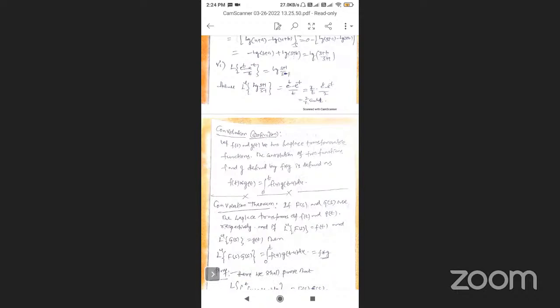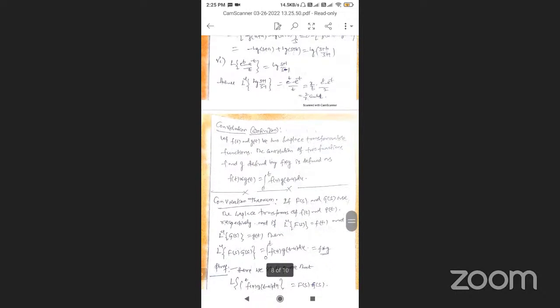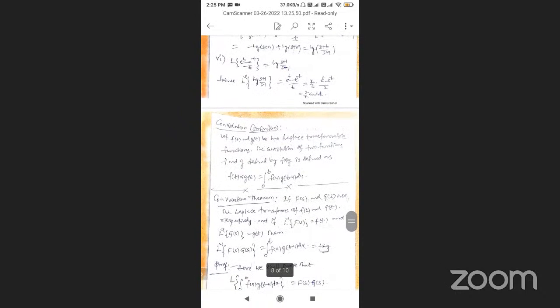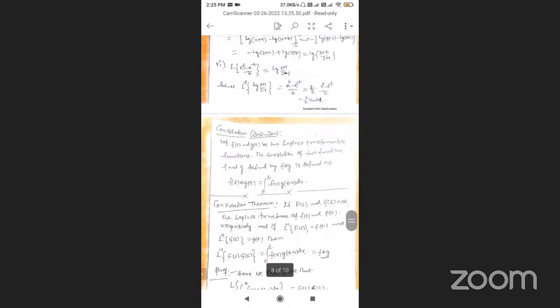Inverse logarithm of s: log of (s plus 1) by (s minus 1) is equal to what? Taking the inverse on the right side, the inverse of the logarithm gives (e power of t minus e power of minus t) by t. So this is the inverse logarithm.